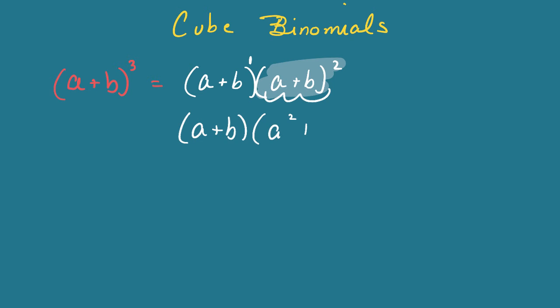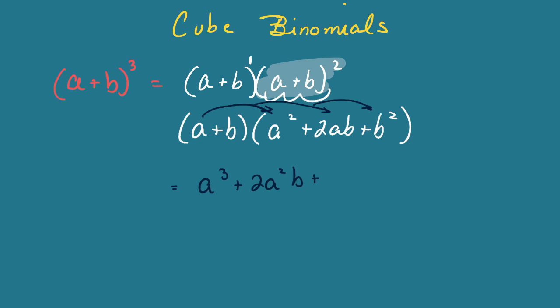We just saw it. It's a squared plus 2ab plus b squared. And then to finish my multiplication, I just have to distribute the a to 3 terms. A cubed plus 2a squared b plus ab squared. And then distribute the b, giving me ba squared, which I'm going to write as a squared b, giving me 2ab squared, and then lastly giving me b cubed.